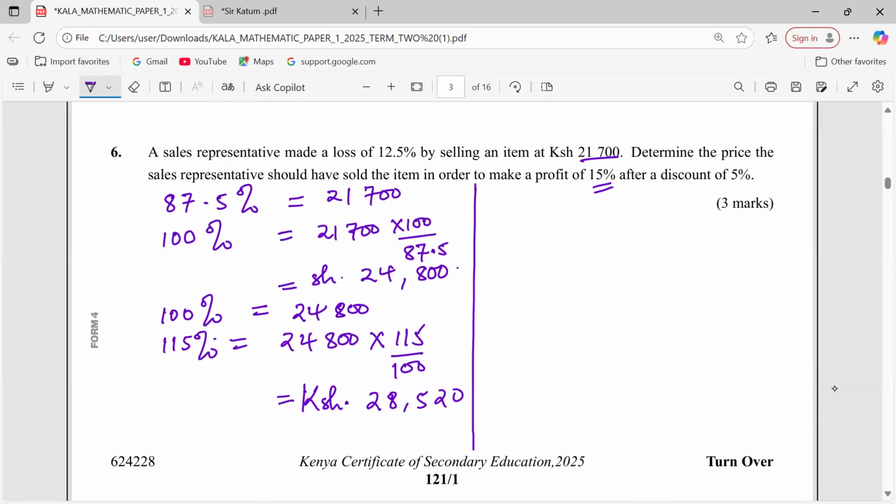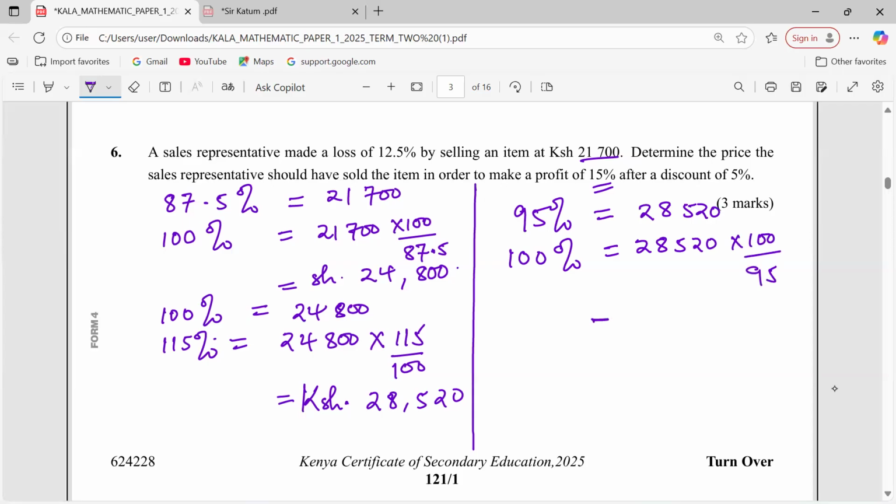What was the marked price? Because this is now together with a discount of 5%. So we will say 95% now equals 28,520. What about 100% now, without a discount? If the customer did not enjoy any discount, how much would have been the selling price?